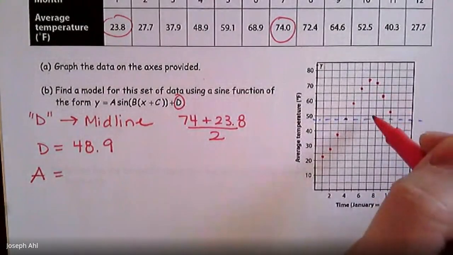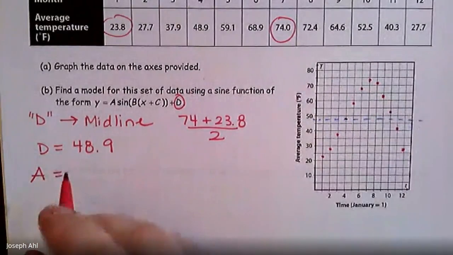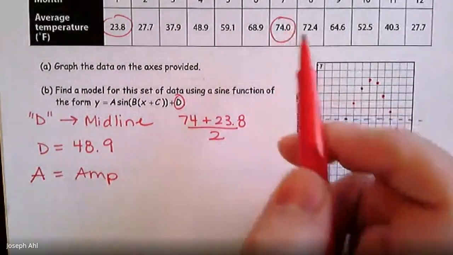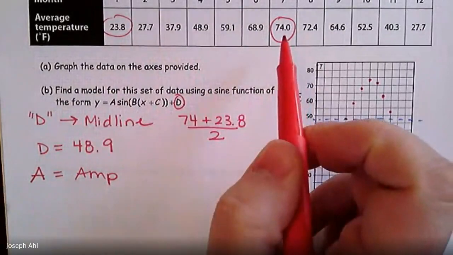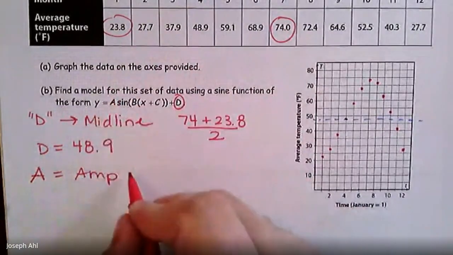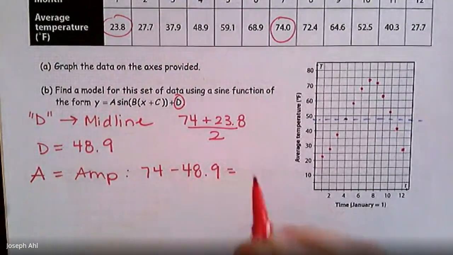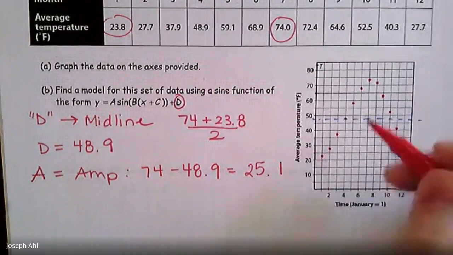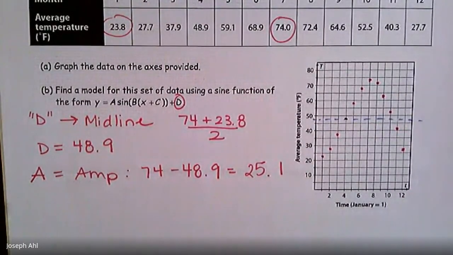To find the amplitude, it's going to be the height above and below that midline. So actually to find the value A, which is the amplitude, you could pretty easily calculate that by doing 74, the highest point, minus the midline. So 74 minus the 48.9 in this case gives you an amplitude of 25.1. That should also represent the distance from the midline down to the lowest point on the graph. Okay, so we got the value of A, we've got the value of D.